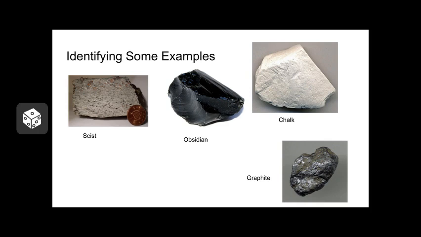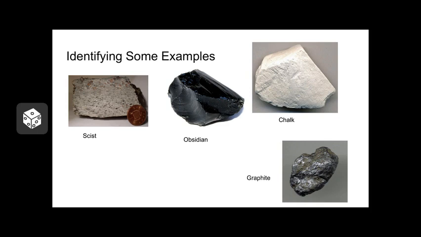Next, we have obsidian. This is commonly known as natural glass. There are no visible grains. It's very similar to glass, smooth and breaks the same way. Yes, that's good. That's an extrusive igneous rock. It cools so fast that there's no visible grains at all.